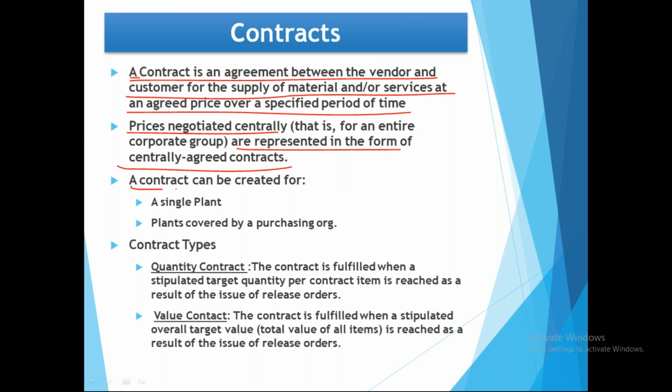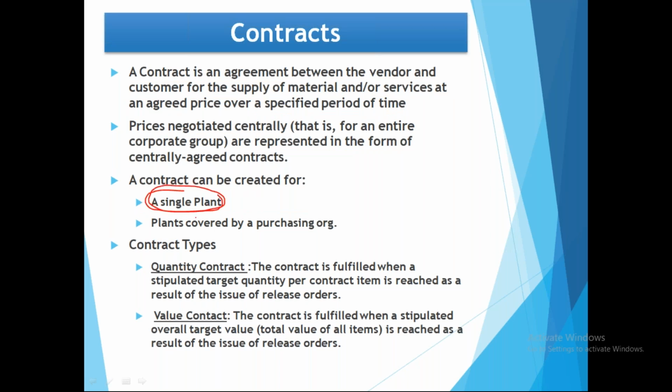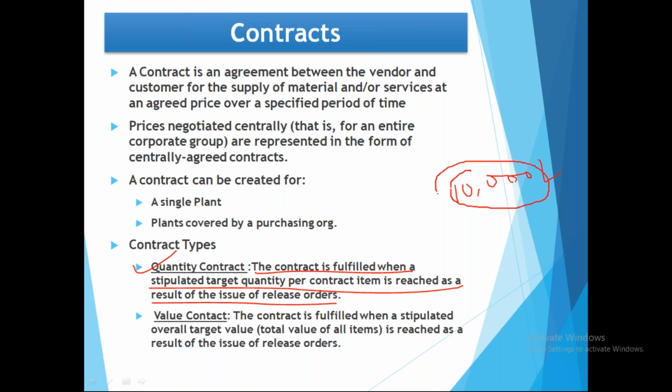Okay, you can have a contract for a single plant, or you can have a contract for all plants covered by the purchasing organization. Now again there are two types of contracts: quantity contract and value contract. Quantity contract means the contract is fulfilled when a stipulated target quantity per contract item is reached as a result of the issue of release orders. So let's say you have a quantity contract from your vendor for around 10,000 liters. Once these 10,000 liters are procured, you cannot procure more than that.